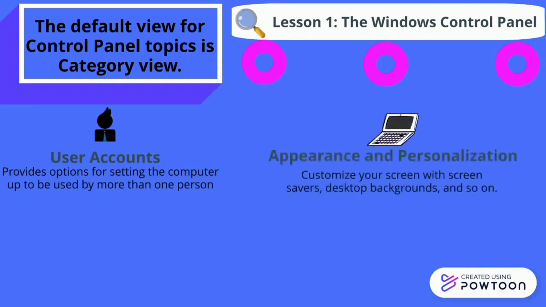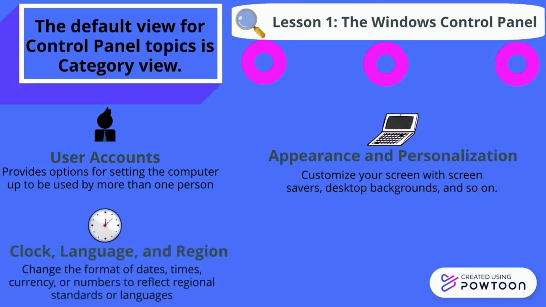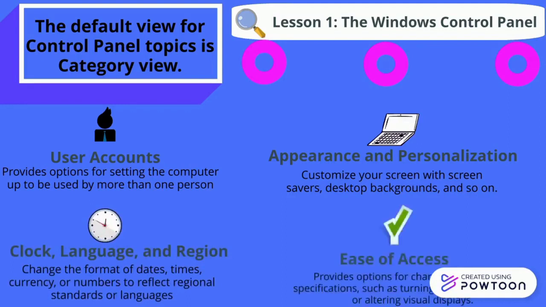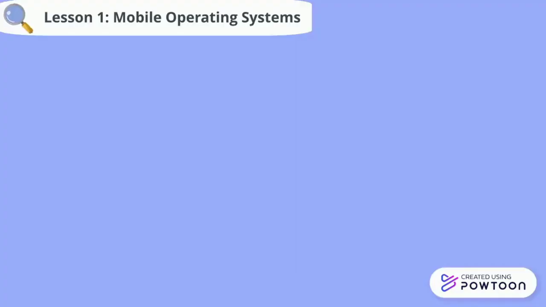Appearance and personalization. Customize your screen with screensavers, desktop backgrounds, and so on. Clock, language, and region. Change the format of dates, times, currency, or numbers to reflect regional standards or languages. Ease of access. Provides options for changing accessibility specifications, such as turning on voice recognition or altering visual displays.